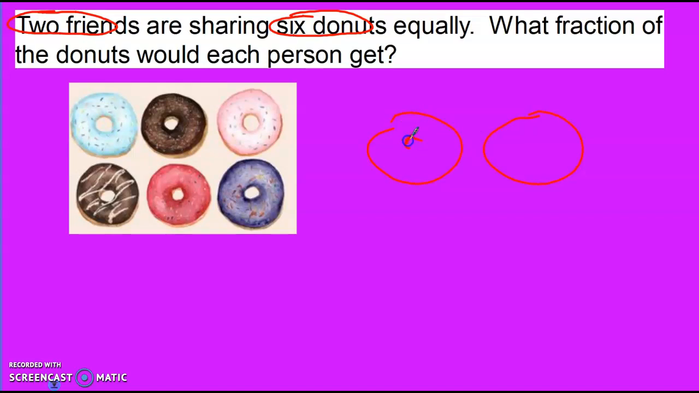1, 2, 3, 4, 5, 6. And that's all the donuts we have. Now each friend has 3. However, the question is what fraction of the donuts. Therefore, we're going to say each friend, one person, gets 3 out of 1, 2, 3, 4, 5, 6 out of 6 donuts. So each person gets 3/6 of the donuts.